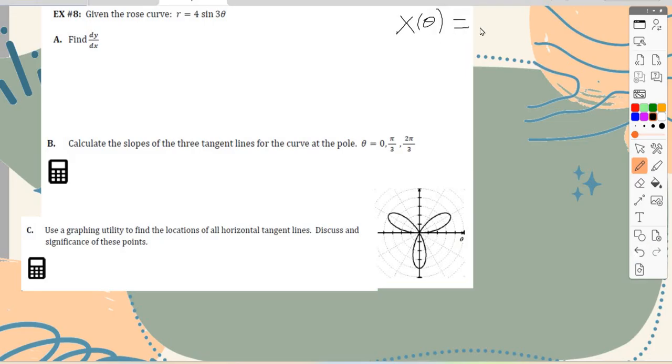Multiply by cosine. So I'm going to get a 4 sine of 3 theta times cosine of theta. Which means that my y of theta is going to be 4 sine of 3 theta times sine of theta. Be careful there because a lot of people want to combine those and we can't, because the one that's given is in terms of 3 theta. We need to multiply by just a single theta.